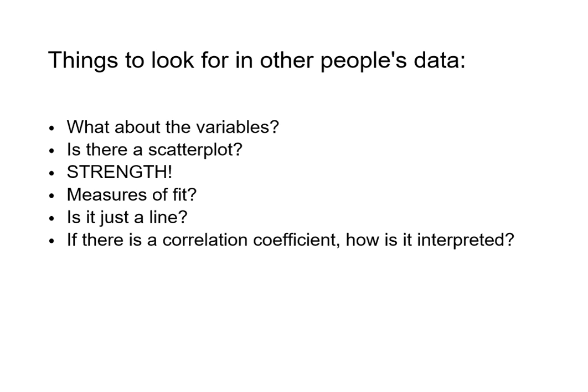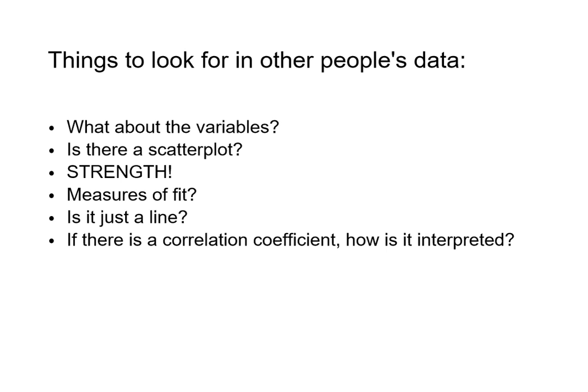So here are a few things to look for in other people's data. What about the variables? What two variables are being studied? Are they both numerical? Has a distinction been made between a dependent variable and an independent variable? Is there a scatter plot? Does the article include a scatter plot of the data? If so, does there appear to be a relationship between the two variables? Can the relationship be described as linear, or is some type of nonlinear relationship a more appropriate description?